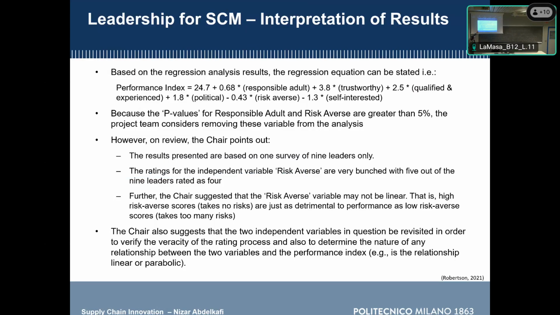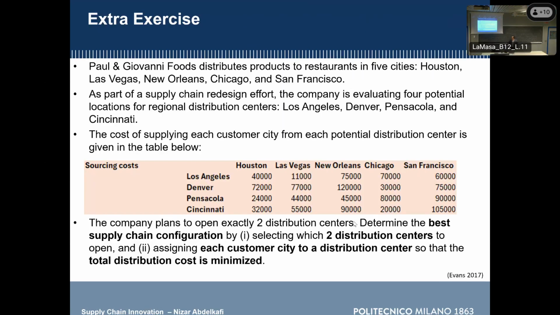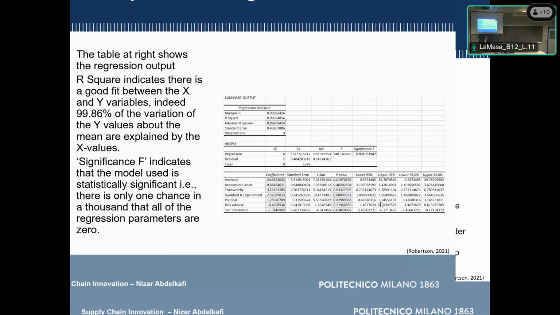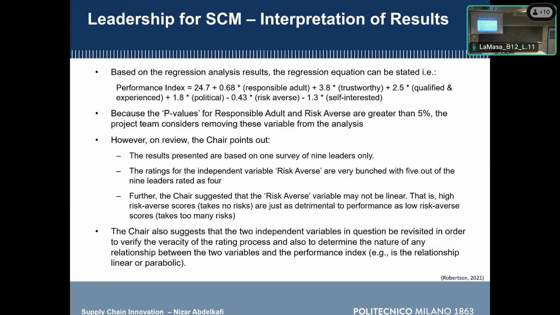And then you have 0.68 multiplied with the responsible adult. You find them if you look at the table. So the first one, I don't have it here. Okay, do it very quickly. So these are the numbers, the coefficients, okay? So you find them: 24.6, 0.68 multiplied with responsible adult, and 3.8 multiplied with trustworthiness, etc., etc.